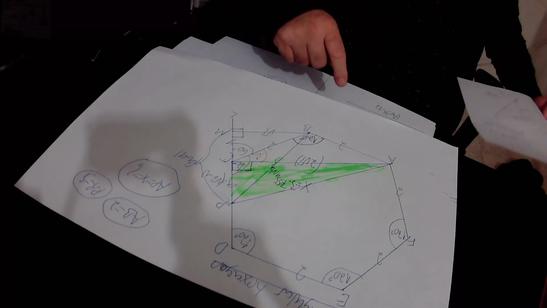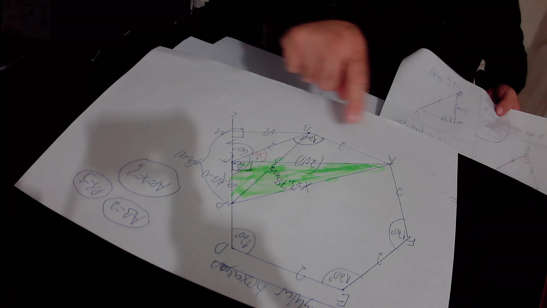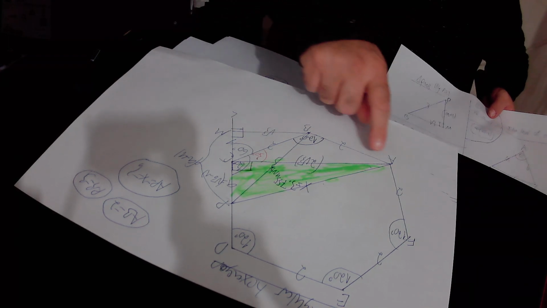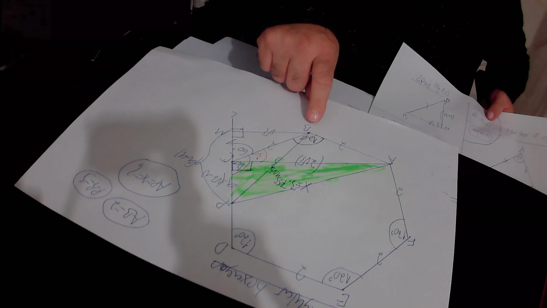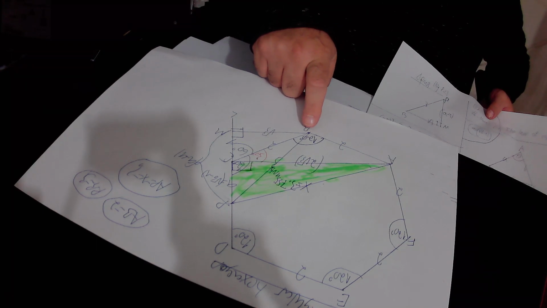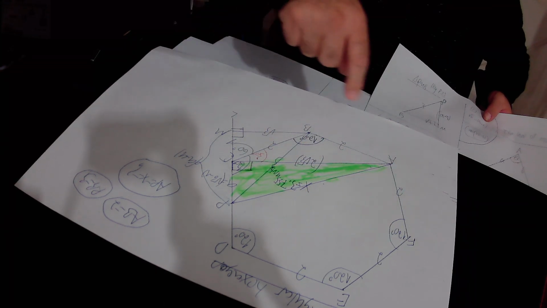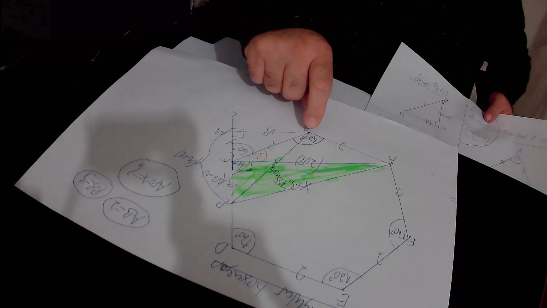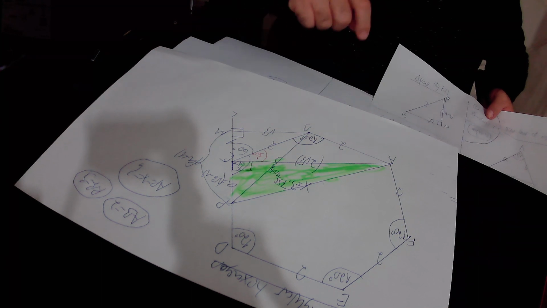In the next step, we join points A and C together by a straight line. By joining points A and C, we create a triangle ABC. This is triangle ABC. Angle ABC equals 120 degrees because it is one of the 6 interior angles of this regular hexagon, and we know that all the interior angles are equal to each other, and each of them is equal to 120 degrees.